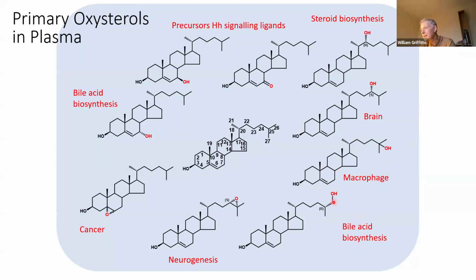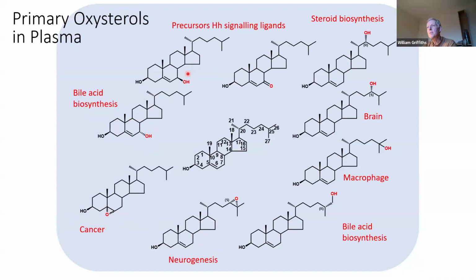This is 26, also called 27-hydroxycholesterol. This is made by just about all cells, and it's formed in the first step of the acidic pathway of bile acid biosynthesis. 24,25-epoxycholesterol can be formed in parallel to cholesterol, and it's involved in neurogenesis. 5,6-epoxycholesterol seems to be linked to cancer. Then we've got 7-alpha-hydroxycholesterol. This is the first step in what's called the neutral pathway of bile acid biosynthesis.